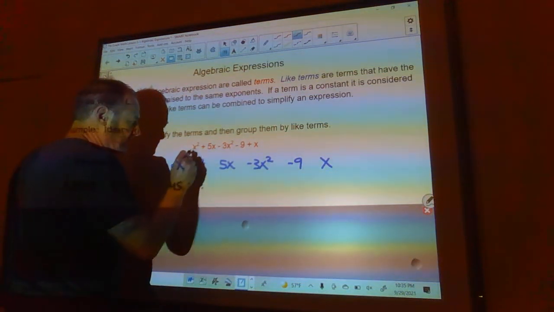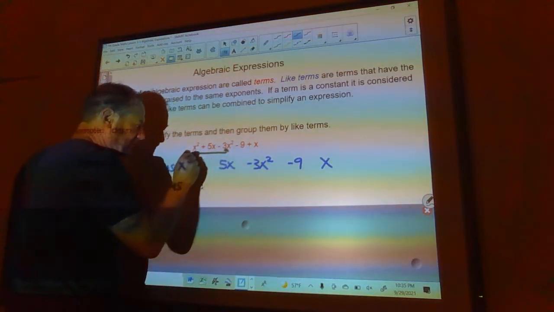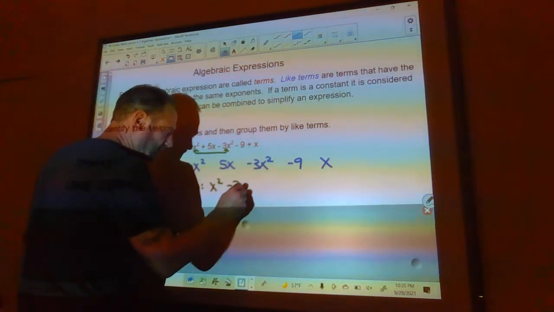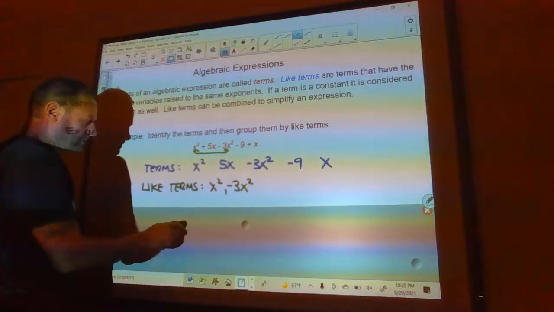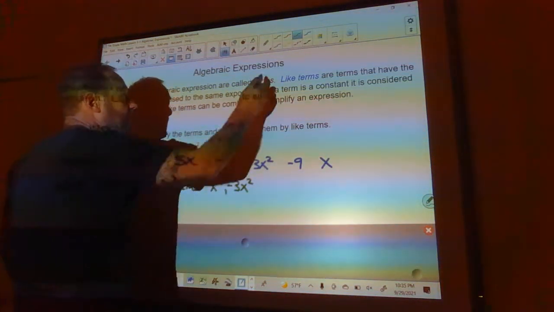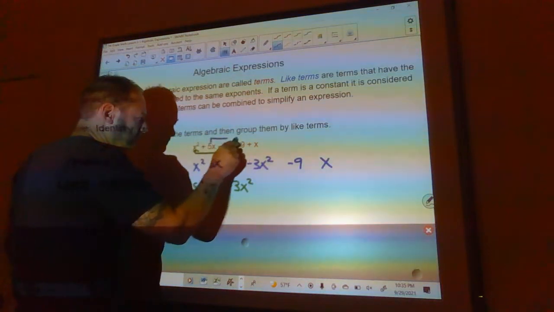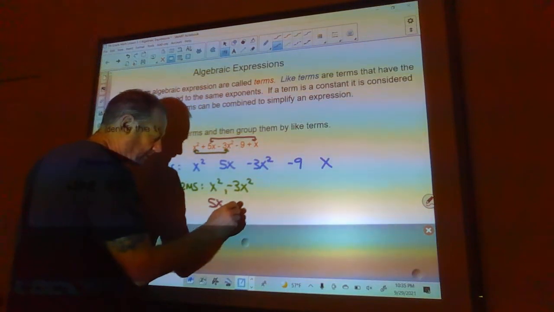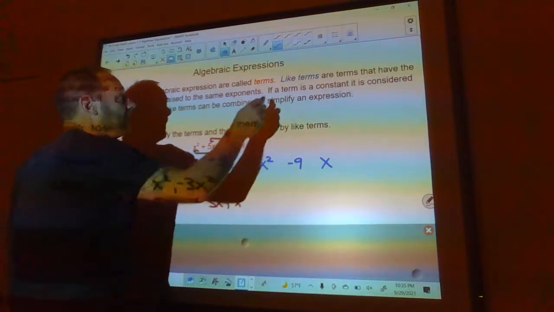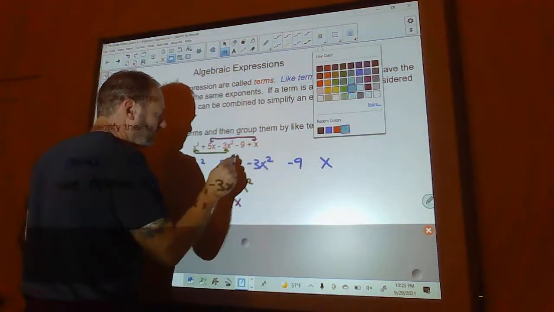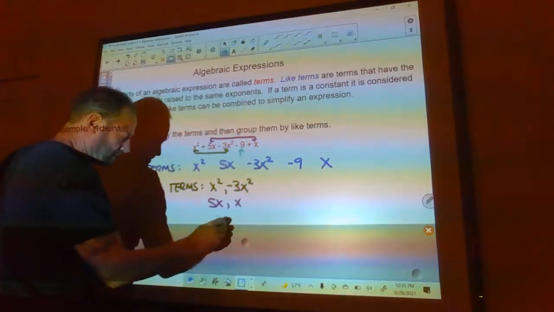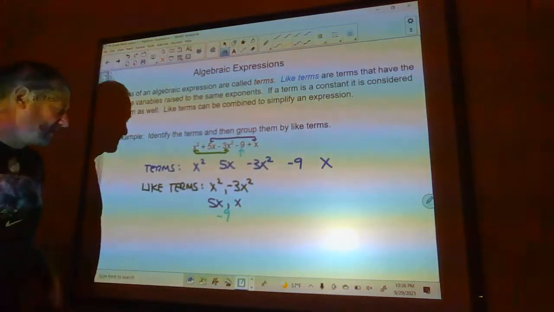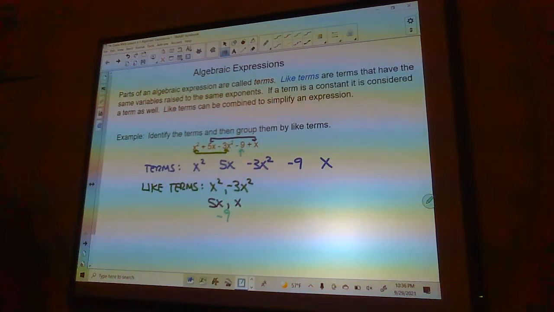Okay, now if we want like terms, we're looking at the ones with the same powers, so the x squareds, so x squared and negative 3x squared, those are like terms. And then 5x and x are like terms. And then the other one would be negative 9 right there. That's all by itself. So there's my like terms all grouped together.